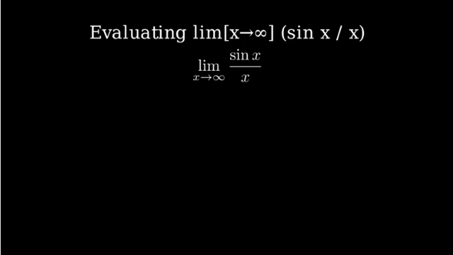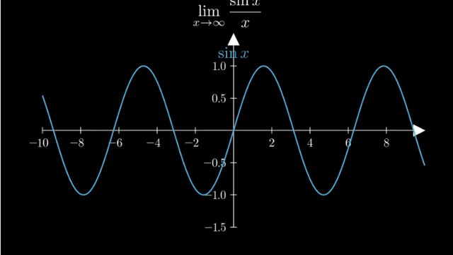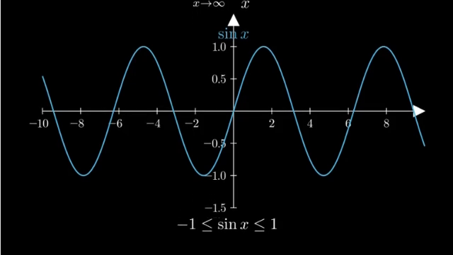To understand this limit, let's first consider the behavior of sine x. The sine function oscillates between -1 and +1 for all values of x. This means that sine x is always bounded between -1 and 1. We can express this mathematically as -1 is less than or equal to sine x, which is less than or equal to 1. Now, let's think about what happens as x approaches infinity.